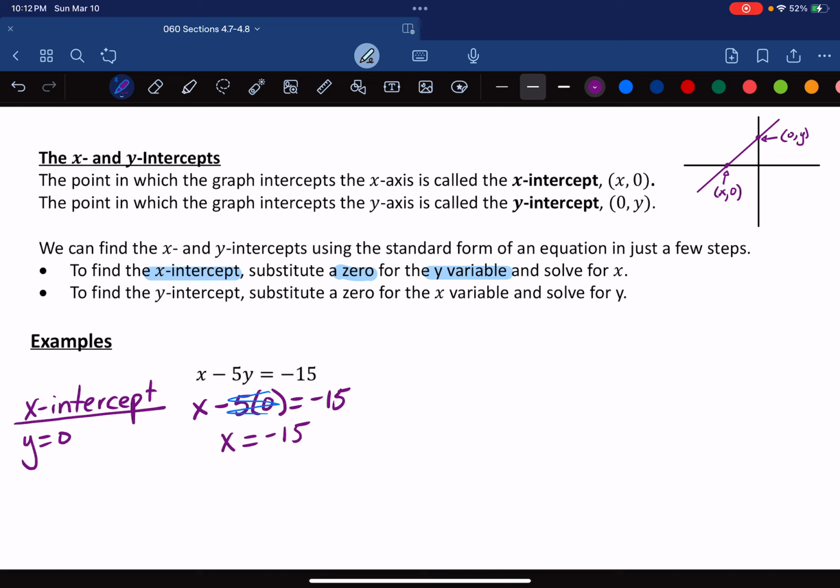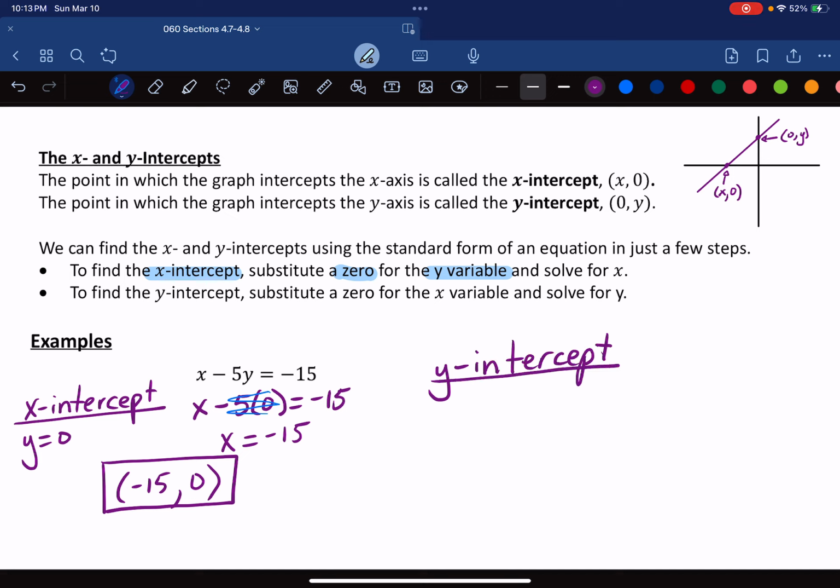Well, now I just write my point. I know that x is negative 15, and we know that y is 0. My point for my x-intercept is negative 15, 0. What about my y-intercept? This time, I'm replacing x with 0.